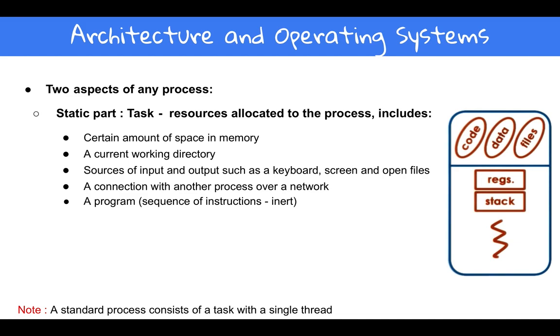So what's that? Let's go into more details. Each process has got two parts. One of them is a static part, or it's called task. What is task? Task is the resources allocated to the process, which includes the amount of memory that it needs, where it's coming from, the directory, the sources, input, output, such as keyboard, screen, and so on, connection with other network, with other process, with other jobs, other programs, and also something which is important, which is static, it's not dynamic, is a program.